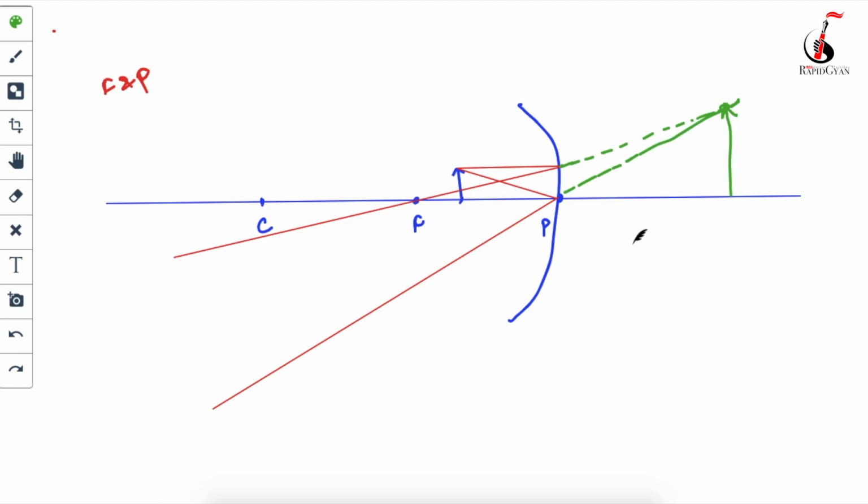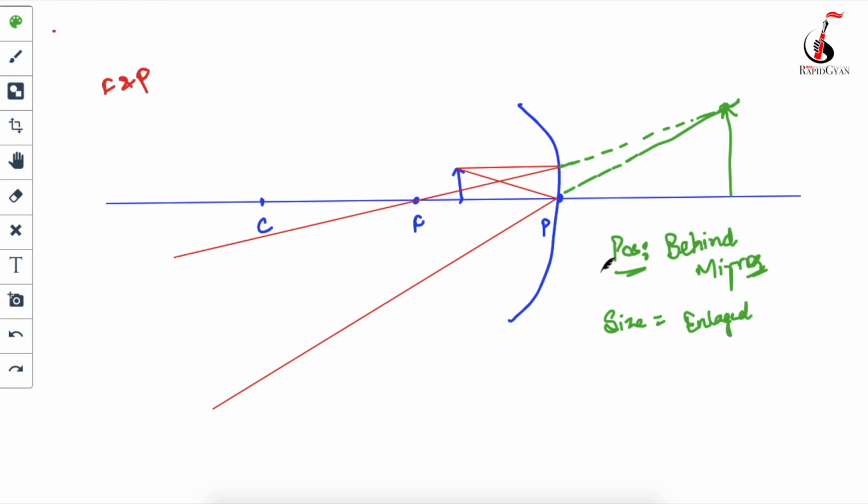So what will be the characteristics of the image? First thing is the position. What is the position? It's behind the mirror. What will be the size? You can see the size is enlarged, because this is the size of the object and this is the size of the image. So the size is enlarged. Hope you guys understand this.